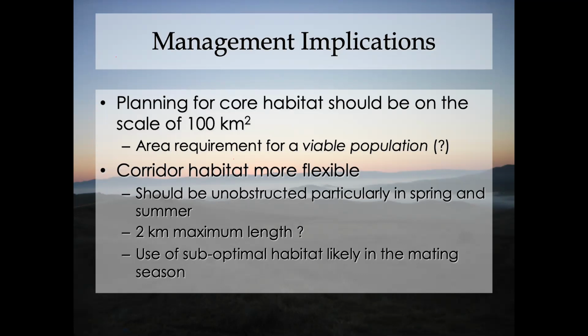How long can a corridor be? They moved up to maybe 2 kilometers a night at the most. And so it would be a question of whether or not they can actually use the corridor or if they just move through it. There are still a lot of questions on how to best design that, but we also found that use of suboptimal habitat is most likely during the mating season, at least for the males. And that might be a time when they're at high risk for vehicle collisions on roads, or turning up in agricultural areas, or other areas where they might have to be controlled or removed.